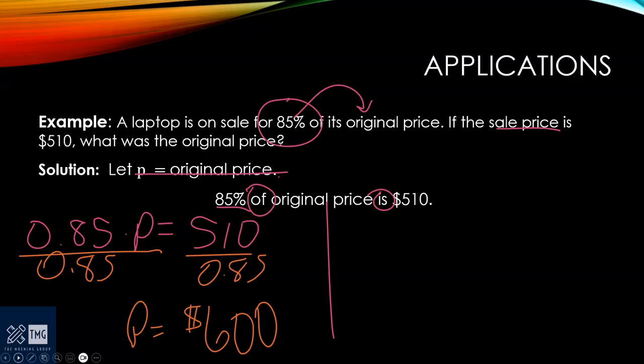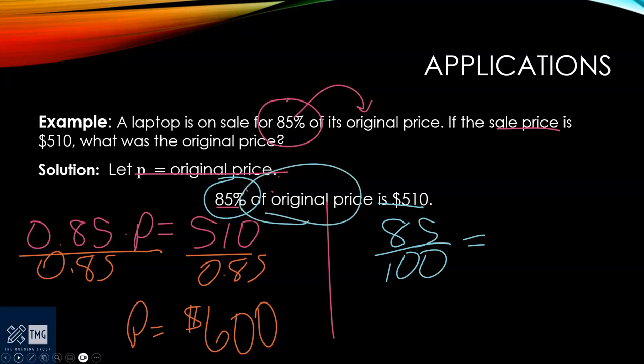Now, if we want to set this up using a proportion, okay, let's do that. Always start with the percent. 85 over 100. Then is 510 of original. So is over of. Either way, you will end up with a price of 600. Okay?